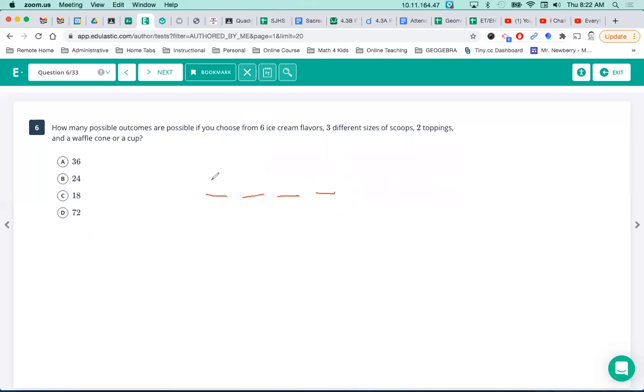So in our first choice, flavors, how many different flavors? 6. How many different size scoops? 3. How many different toppings? 2. And then a waffle cone or a cup? Well, it looks like there's 2 choices there. To get the number of possible outcomes, you're going to multiply all these together. 6 times 3, which is 18. 18 times 2 is 36. 36 times 2 is 72.